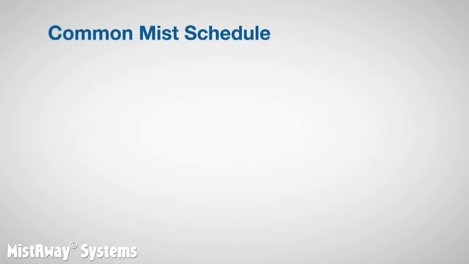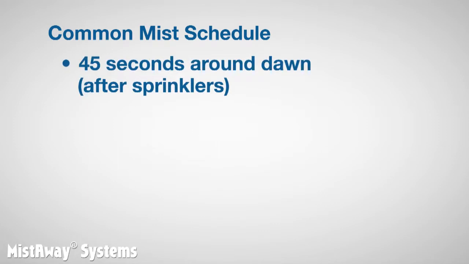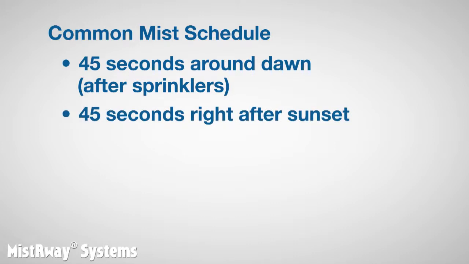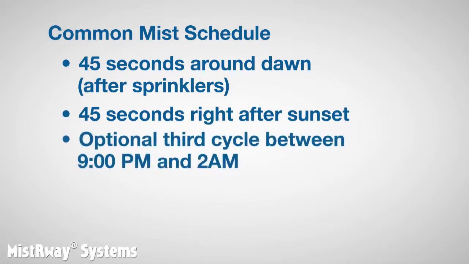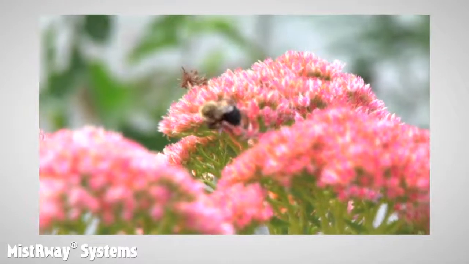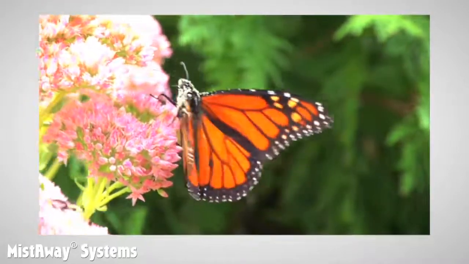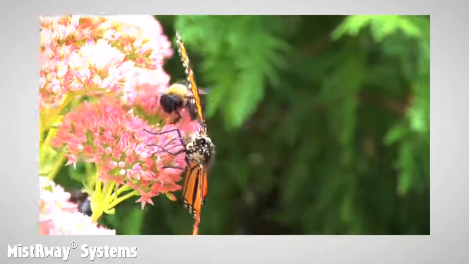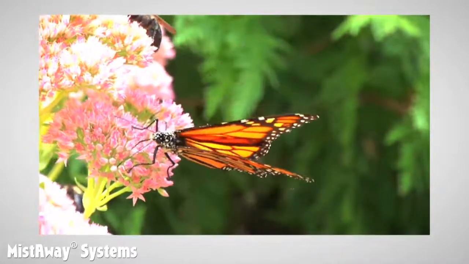The consensus schedule consists of 2 to 3 scheduled mists per day, a mist of 45 seconds in the hours around dawn, after the sprinkler system is finished, another mist of 45 seconds just after sunset, and an optional third mist cycle between 9 p.m. and 2 a.m., depending upon the mosquito pressure. The homeowner can always make use of an optional remote mist, also with the duration of 45 seconds, just prior to spending time in the area in the early evening. In this schedule, the automated mists are timed to occur when there is unlikely to be human activity on the property. The timing also avoids afternoon winds and daylight activity of bees and butterflies.